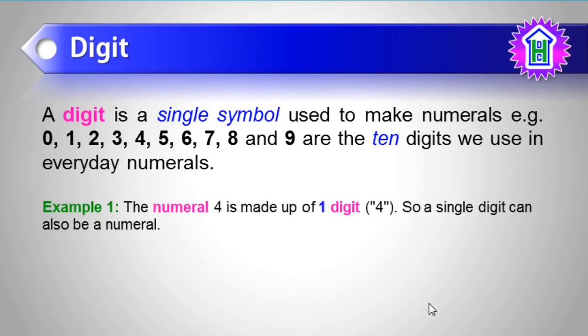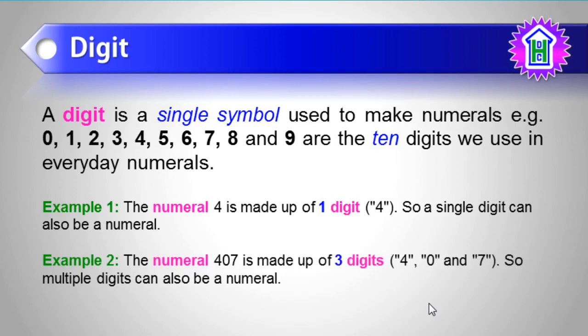First example is the numeral 4. It is made up of only one digit, that is 4. So a single digit can also be a numeral. Example 2. The numeral 407 is made up of 3 digits, 4, 0 and 7. So multiple digits can also be a numeral.